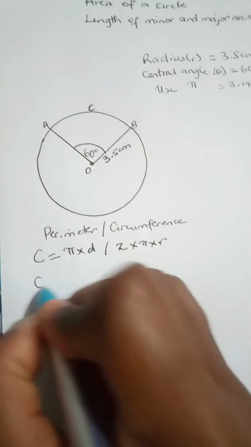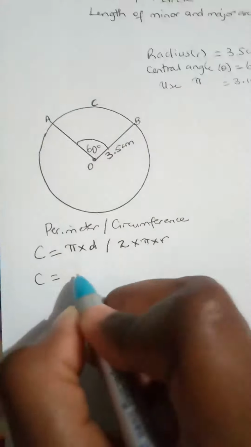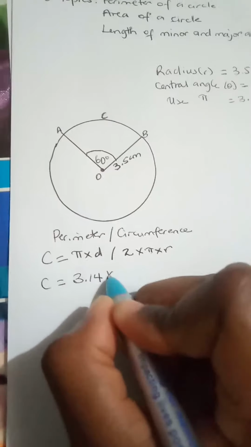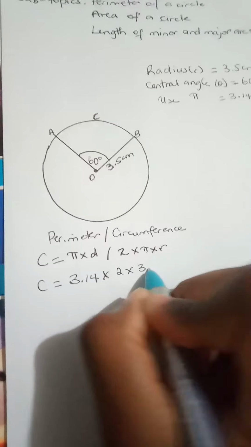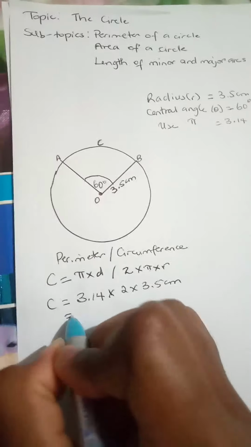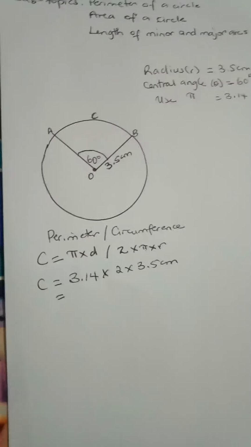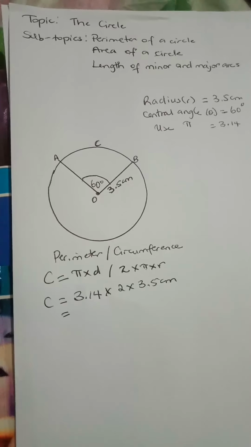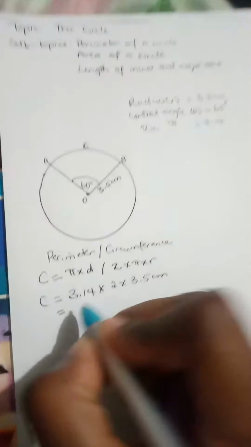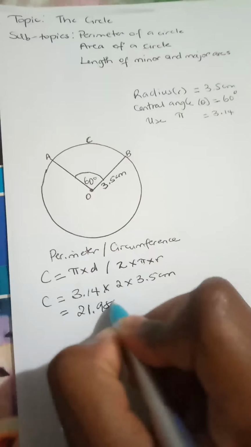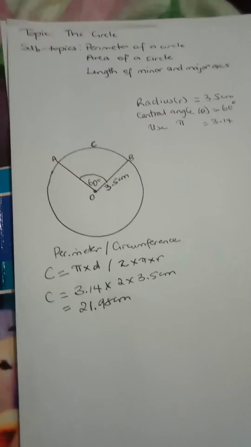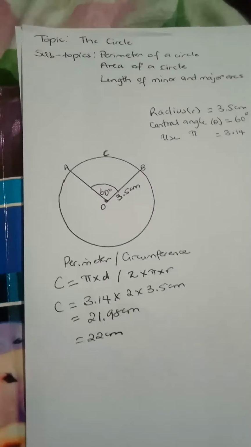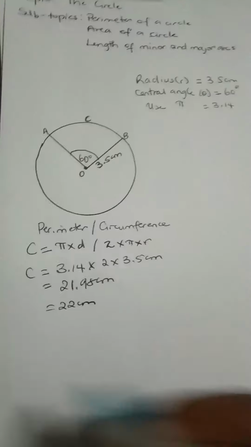Alright, so let's go ahead quickly and find the circumference of the circle. So that's 3.14 multiplied by 2 times 3.5 centimeters. To work that out, 3.14 times 2 times 3.5, we end up with 21.98 centimeters. And if we round that to a whole number, we end up with 22 centimeters. Alright, so that's the perimeter.